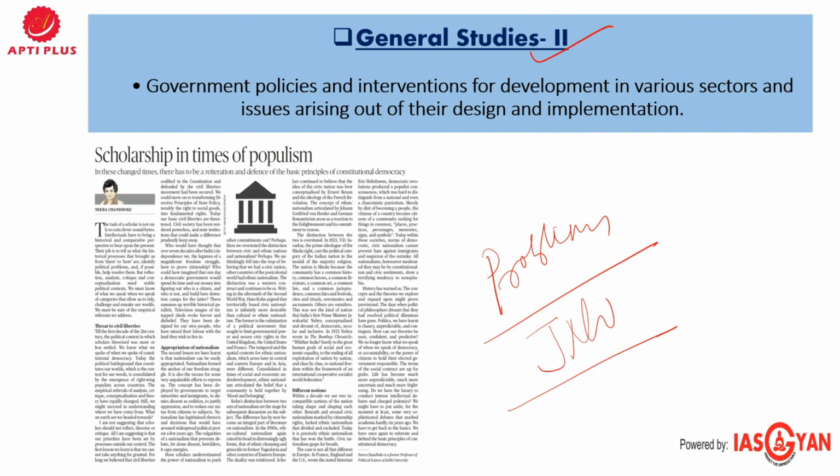You can read this. Talking about the examination point of view, the issue that can be important is the appropriation of nationalism, which you must definitely read. The differential notion that is being discussed in this editorial, and the examples that have been quoted, can also be taken as important. It also talks about civic nationalism gasping for breath. The entire topic is concerned with nationalism and the principle of constitutional democracy. So these can also be very important, and you can jot down some of the important points that you find relevant for the examination.